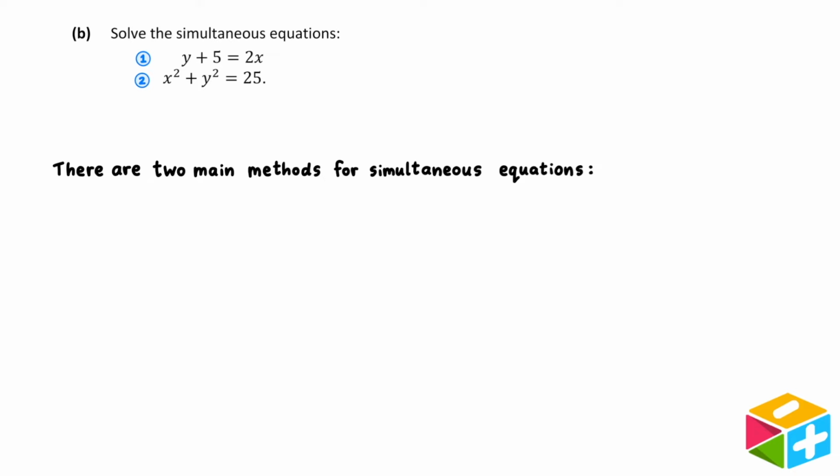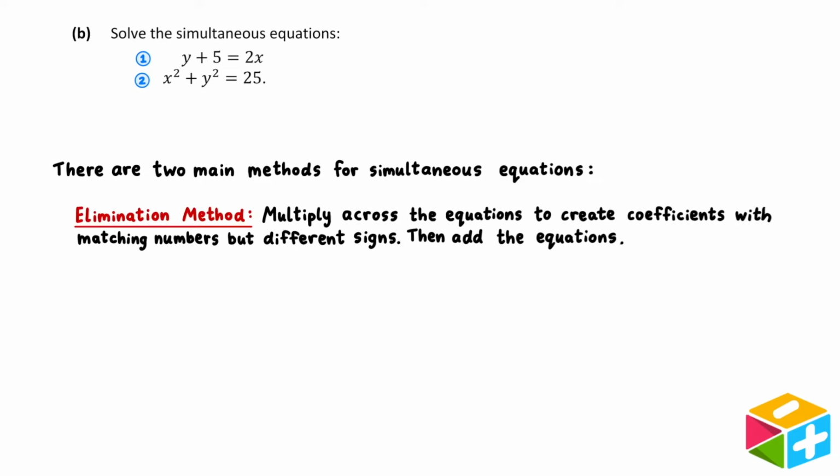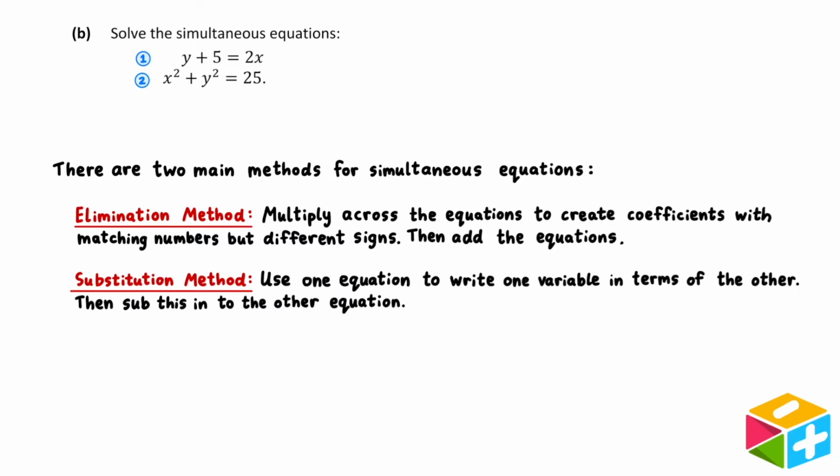When it comes to simultaneous equations, there's two main methods we can use. The first option is the elimination method. Here, we multiply across the equations to create coefficients with matching numbers but different signs. Then we add the equations. The second option is the substitution method. This involves using one equation to write one variable in terms of the other, then subbing this in to the other equation.